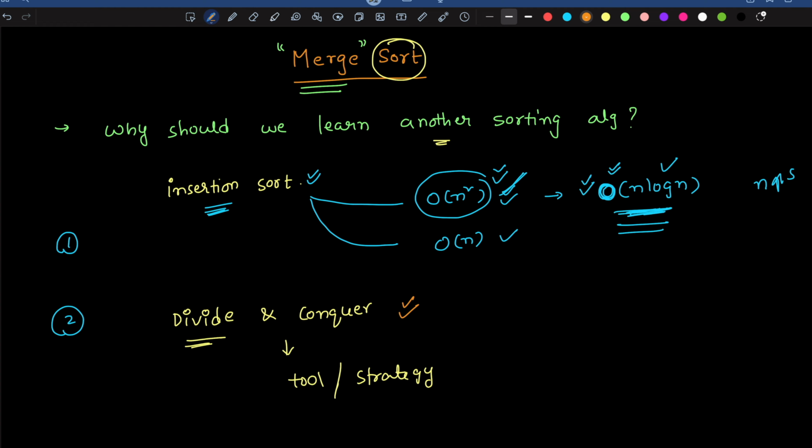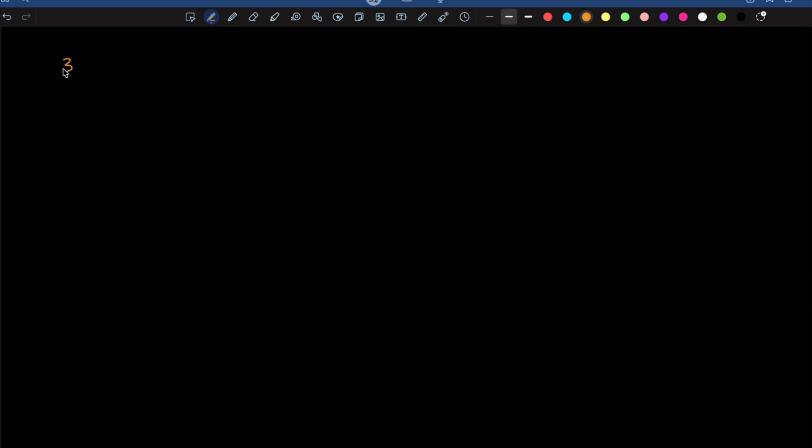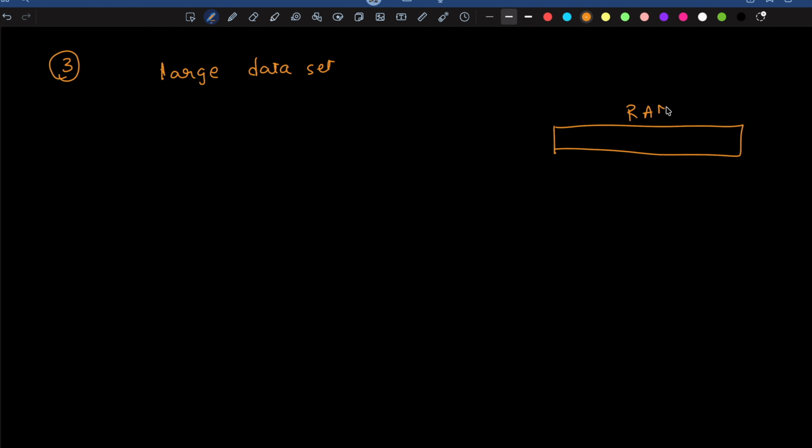There is another practical reason. The third practical reason why we should learn merge sort is, suppose you have a very large data set, so large that it doesn't fit into your RAM. Let's say this is my RAM, and this data doesn't fit into it. Imagine you have an array that is an 8 GB file, but your system has only 2 GB of RAM.